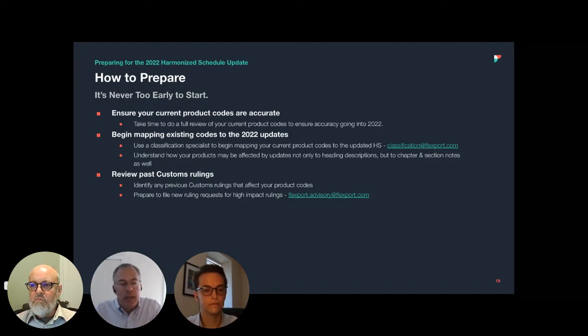And then once you get a sense of where you'll be, check to see if the new changes are going to have a positive impact or a negative impact. And lastly, you should also be reviewing any past customs rulings that you've had issued or that you rely upon significantly in order to get those rulings modified.